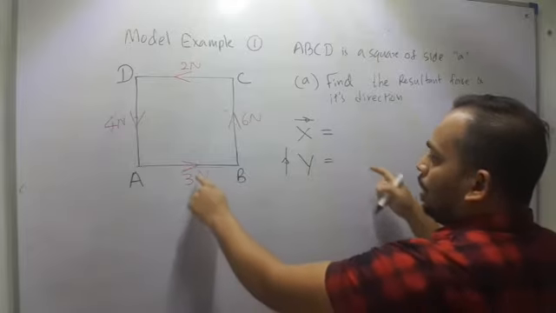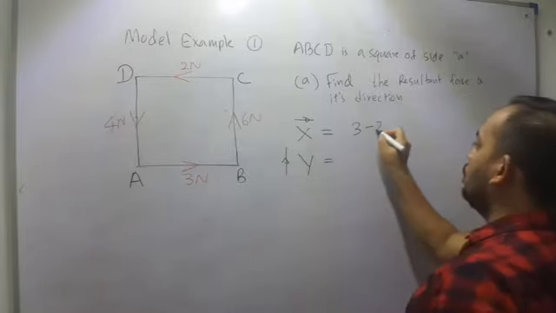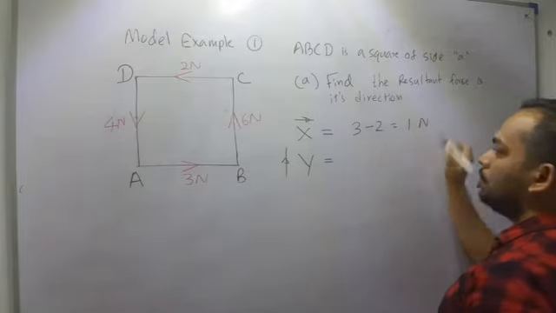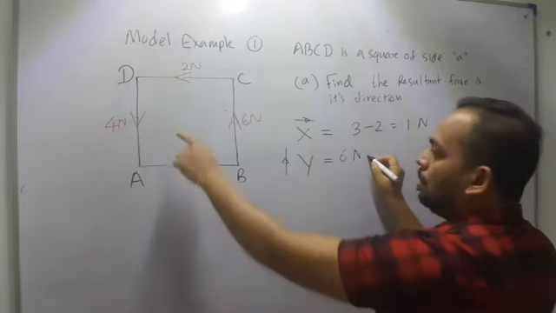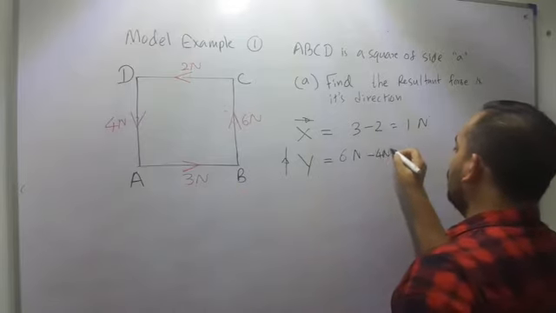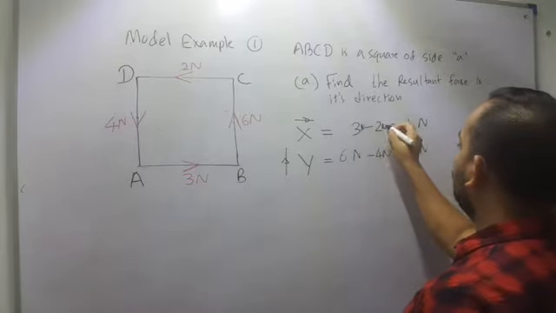In the x direction you have 3 newtons in this direction and 2 newtons in the other direction. So 3 minus 2, this is 1 newton. In the y direction you have 6 newtons upward, then 4 newtons downwards. So finally you have 2 newtons. So please try to mention newton here.